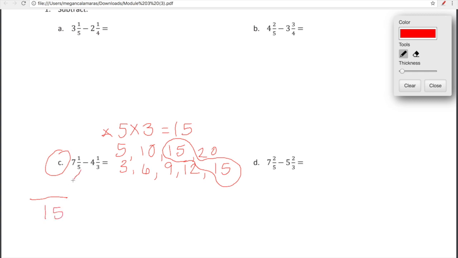So now we're going to go ahead and rename 1/5 as an equivalent fraction with a denominator of 15, and we're going to rename 1/3 as an equivalent fraction with a denominator of 15. But wait, don't forget to bring down those whole numbers, Mrs. Herseth. Don't forget to bring down those whole numbers. Oh, okay, got it. Yeah, 7 and 4. You see how we did that? Got it. Cool. Yep.